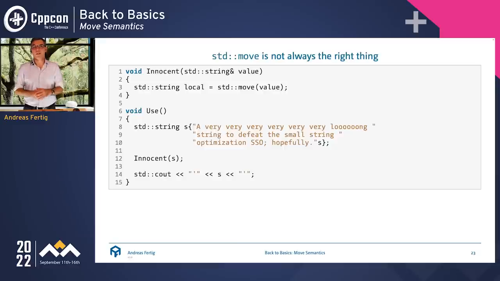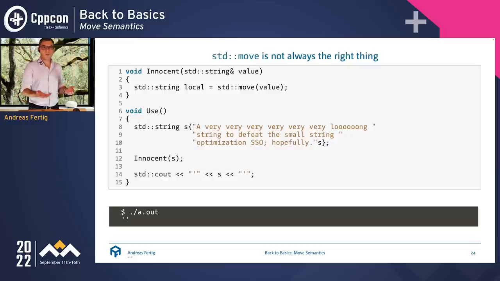And then in line number 12, I'm passing that std::string s to my function innocent. And then I'm printing out after that, with cout, the contents of my very, very long string. And the output is the following. It's empty. My object s is empty.